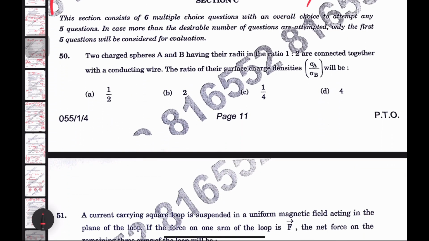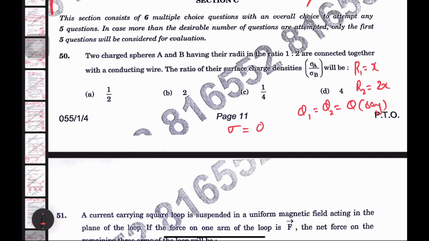Now, when it comes to the 50th question, section C: two charged spheres A and B having their radii in the ratio 1:2. So the radius of the first, R1, is equal to x, and the radius of the second is 2x. They are connected with a conducting wire. The charge on 1 is equal to the charge on 2, equal to Q. Then we have to find the ratio of surface charge density.